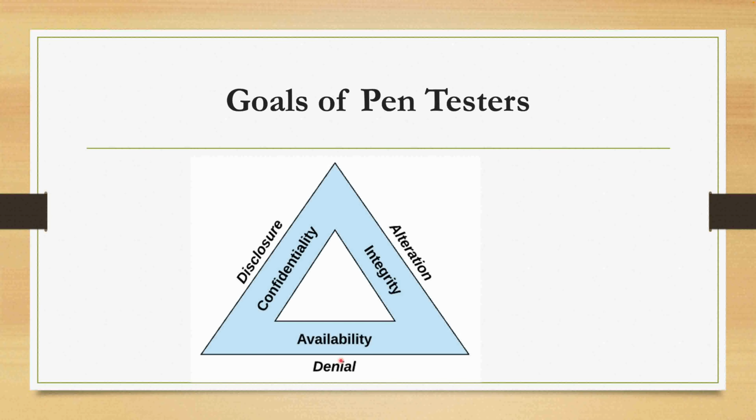Now, for the goals of pen testers, you can see confidentiality, integrity, and availability, and the complete opposite of confidentiality is the disclosure of confidential information. For integrity, the opposite is alteration or corruption of the integrity of information. And the opposite of availability is the denial of availability of access to resources.